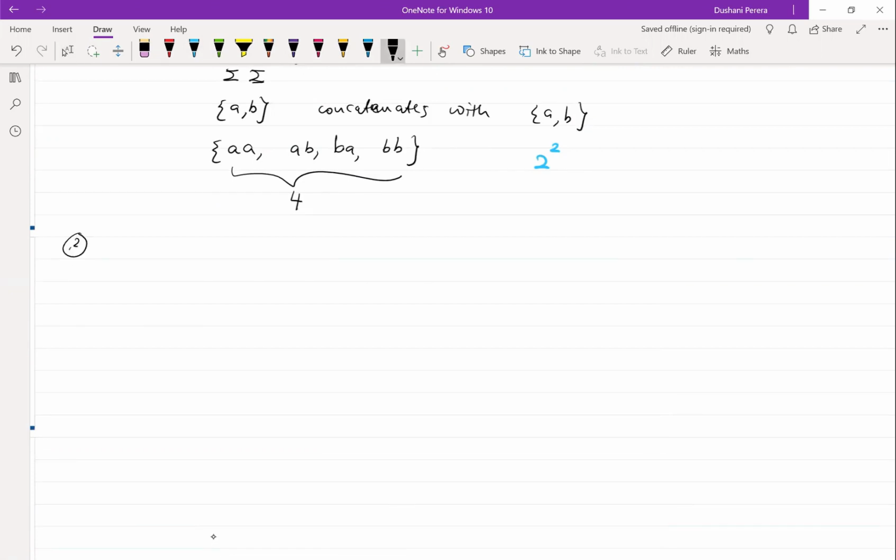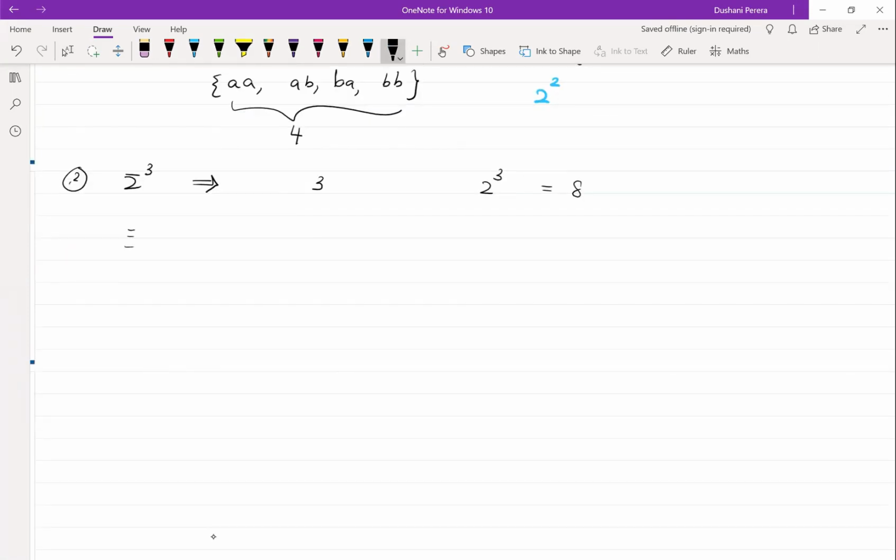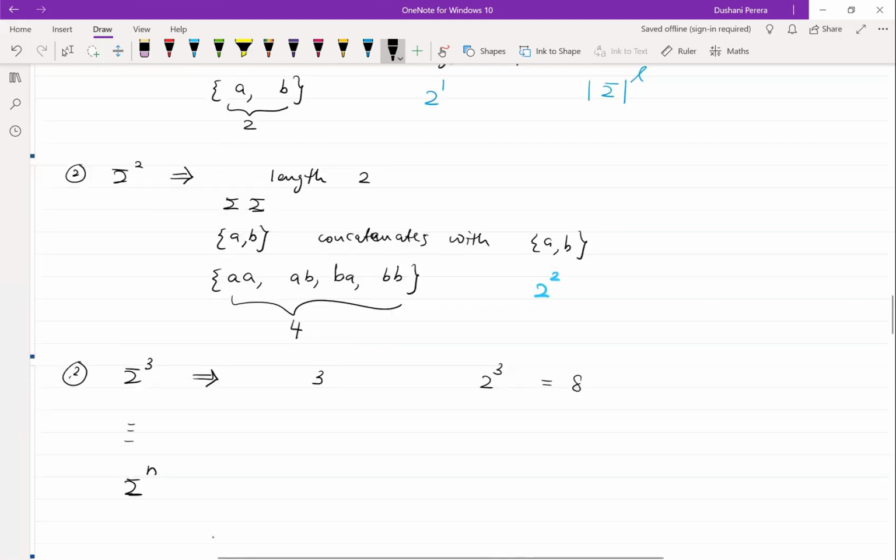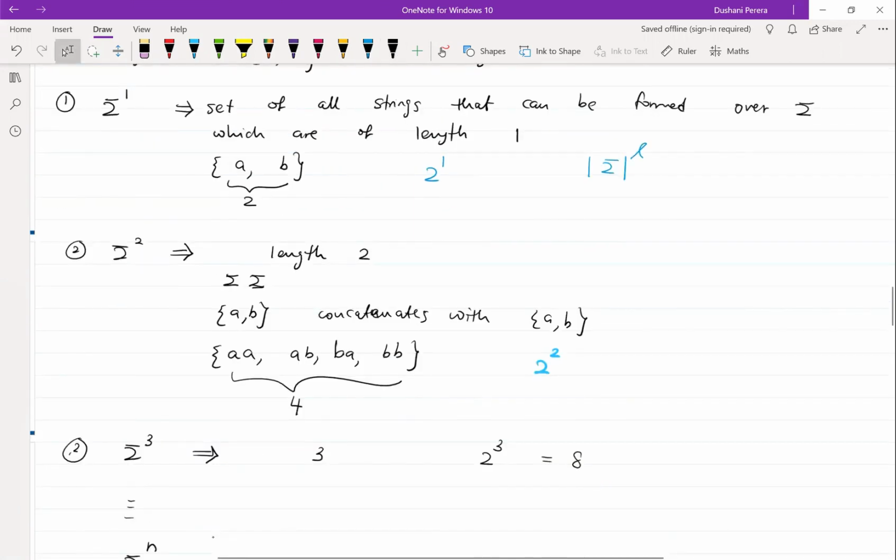Then number 3, sigma to the power of 3. That means a set of all strings that can be formed over sigma which are of length 3. By this pattern that we even discussed before, you can say that this will have 2 to the power of 3 strings, which is 8 strings. Likewise we can go up to n, sigma to the power of n, which is the strings of length n that we can form over sigma. We have discussed this before as well in the morning when we began the lecture.